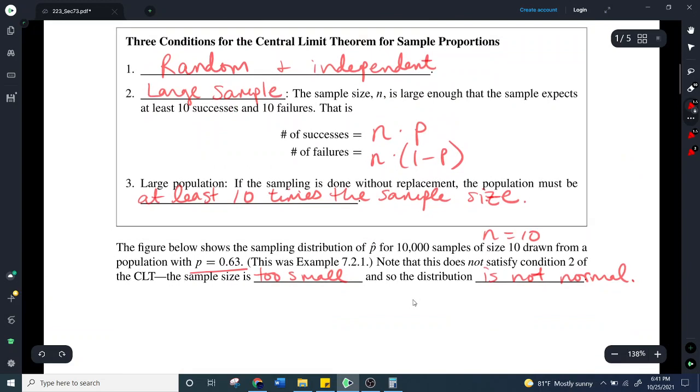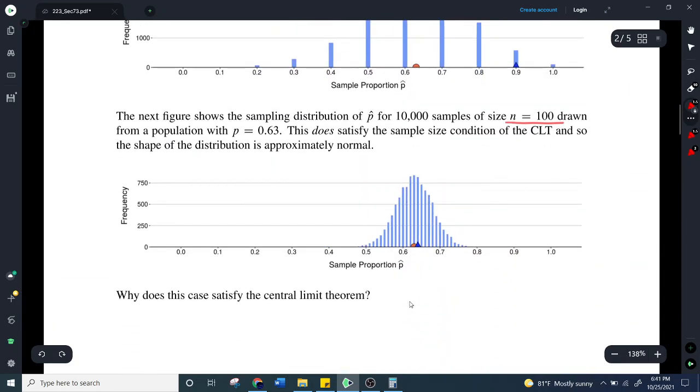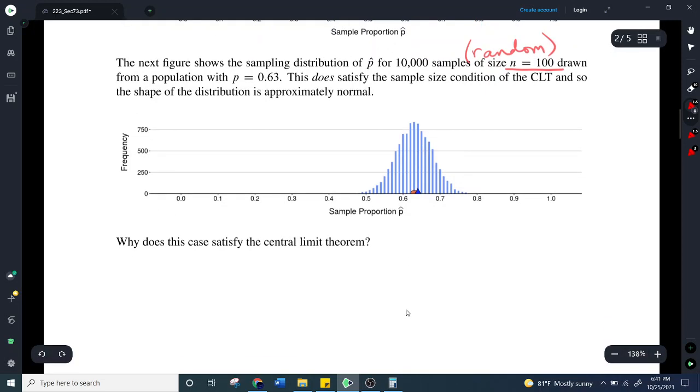Now, they didn't tell us that the samples were done randomly here. I'm going to assume that these were because this was taken from our example the other day, that simulation I was doing where we're using the applet, and the applet was pulling random samples. So we're going to go ahead and assume that this is a random sample, and so we're okay for that first condition. The second condition involves the sample size.